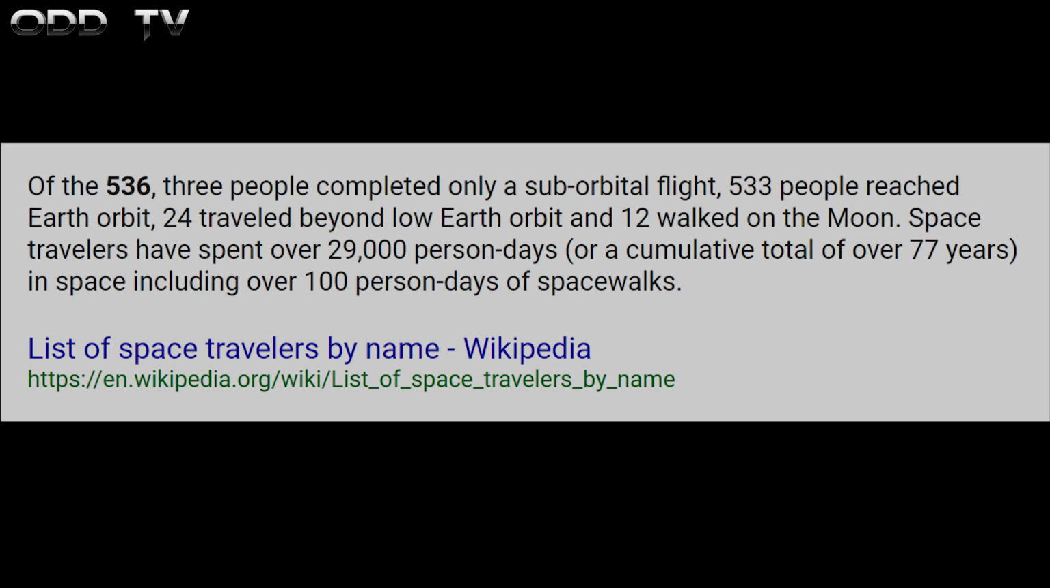That equals can't get past the barrier, also known as the dome or the firmament. If you look up how many people have been to space, here's what you get. Of the 536, 3 people completed only a suborbital flight. 533 people reached Earth orbit, 24 travelled beyond low Earth orbit, and 12 walked on the moon. So it seems that the Apollo mission was the only one to ever get to deep space.